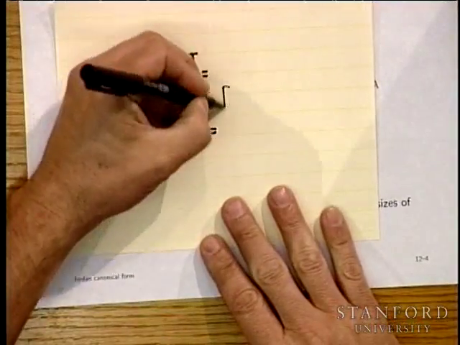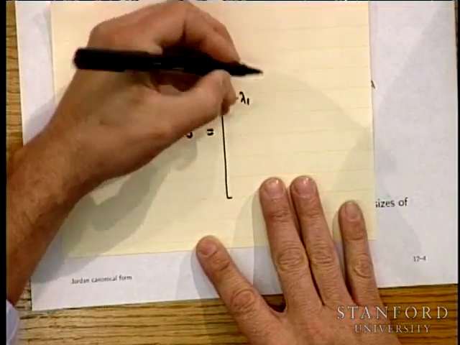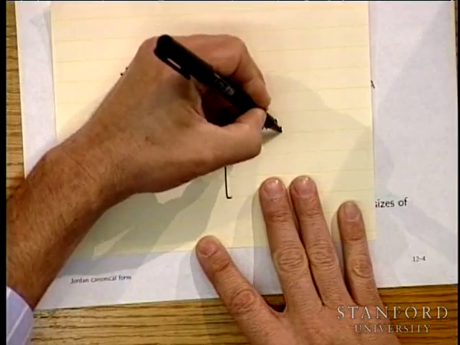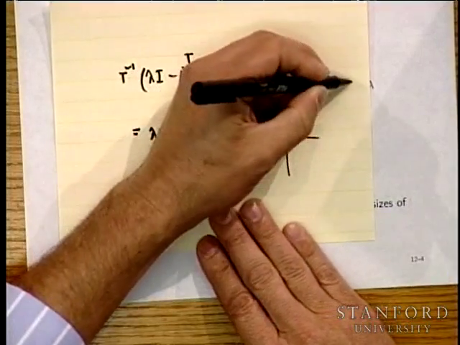That's lambda I minus J, and that is equal to a block matrix that looks like this. It's lambda minus lambda 1, lambda minus lambda 1, and then there are some minus 1s on the super diagonal, like that. I won't draw the other blocks. Okay?